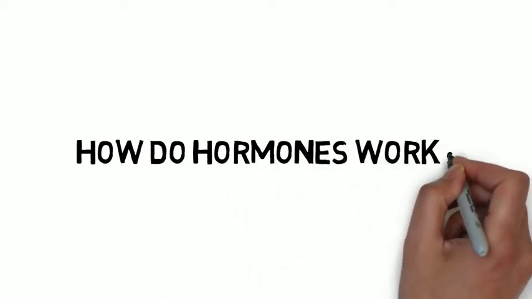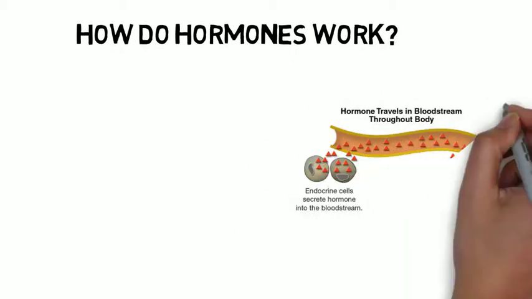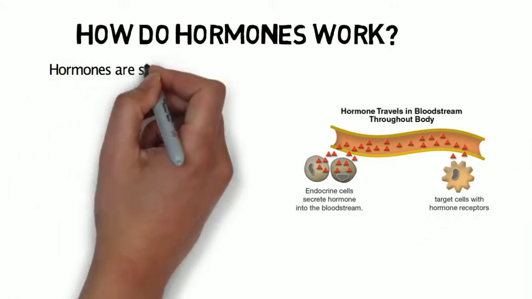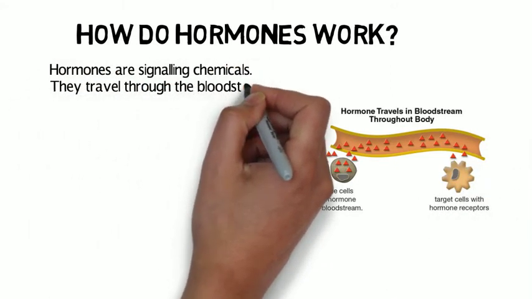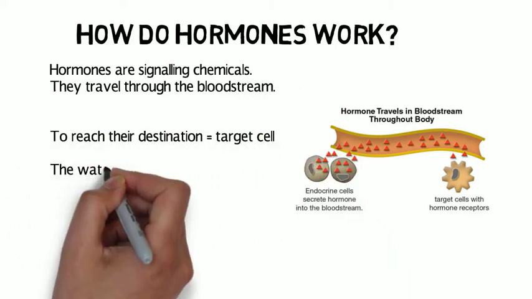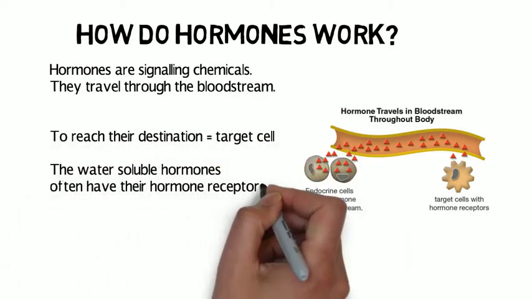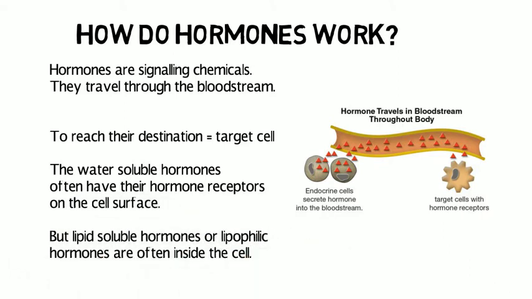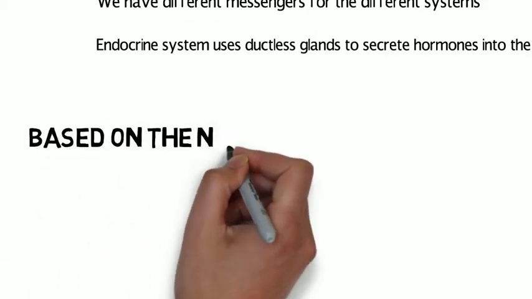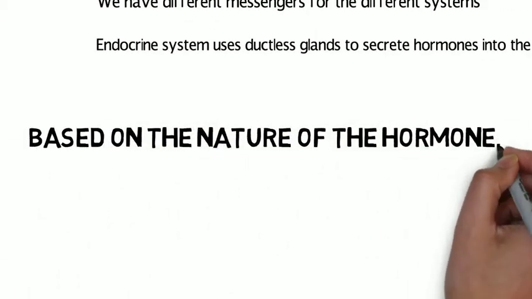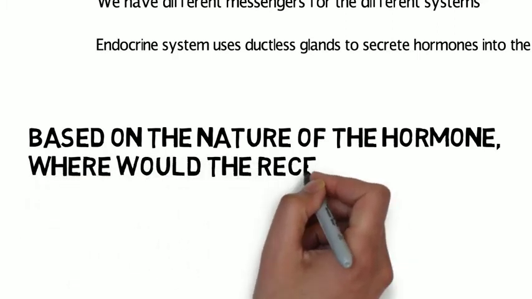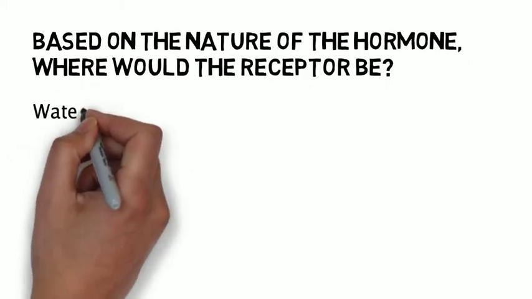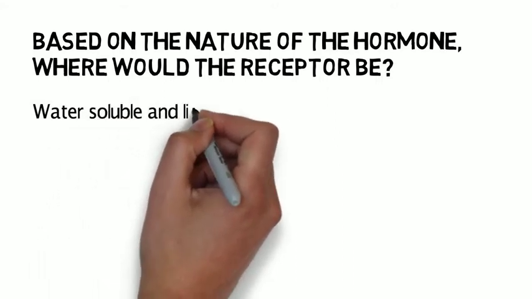So, how do hormones work? Well, hormones travel in the bloodstream throughout the body, and our endocrine cells secrete these hormones into the bloodstream. They target cells, which are called target cells. What's specific is that water-soluble hormones often have their hormone receptors on the cell surface, but lipid-soluble or lipophilic hormones often have their receptors inside the cell. So this tells us something. That might have gone too fast, but based on the nature of the hormone, where would the receptor be?